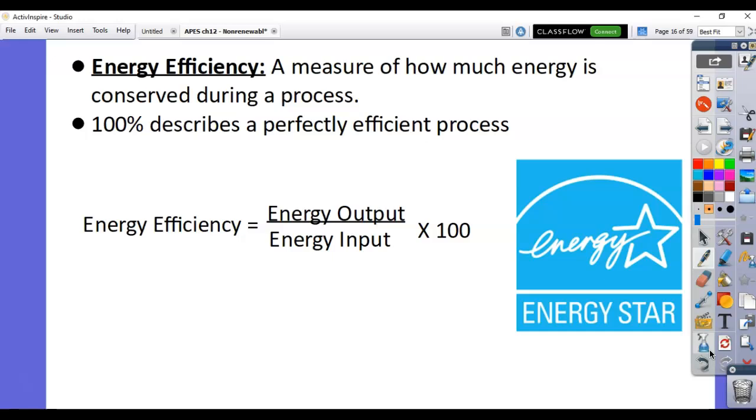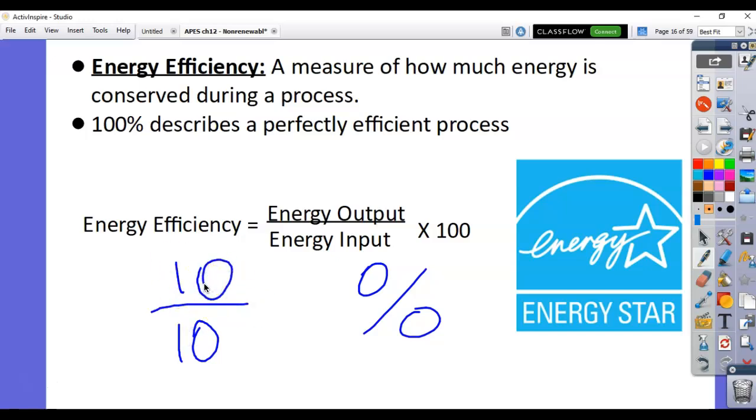So here's the equation that I would like you to write down. Energy efficiency: you take the energy that comes out, you can just write energy out, divided by the energy you put in, and you times it by 100. So you should get a percentage. So in my light bulb example, if I put 10 joules of energy in and 10 out, that's going to give me 10 divided by 10 is 1, times 100, which is 100%. Nothing is ever 100% efficient, but we want to get it as close to 100 as humanly possible.